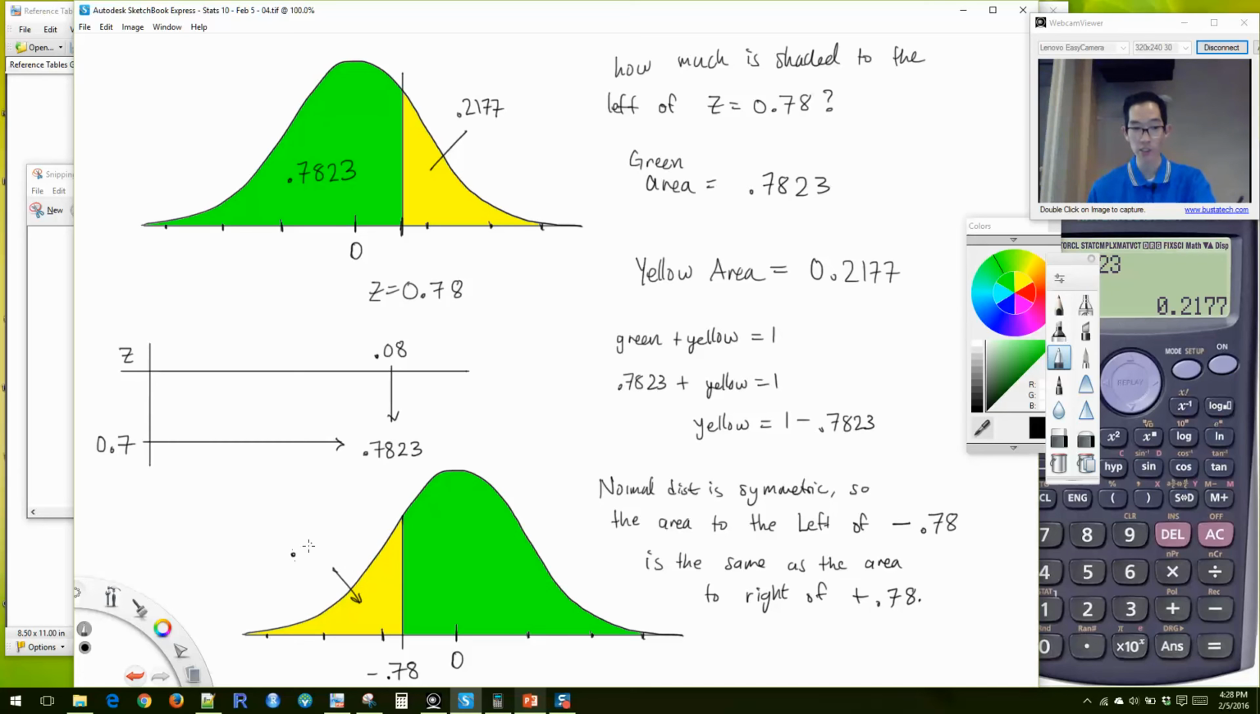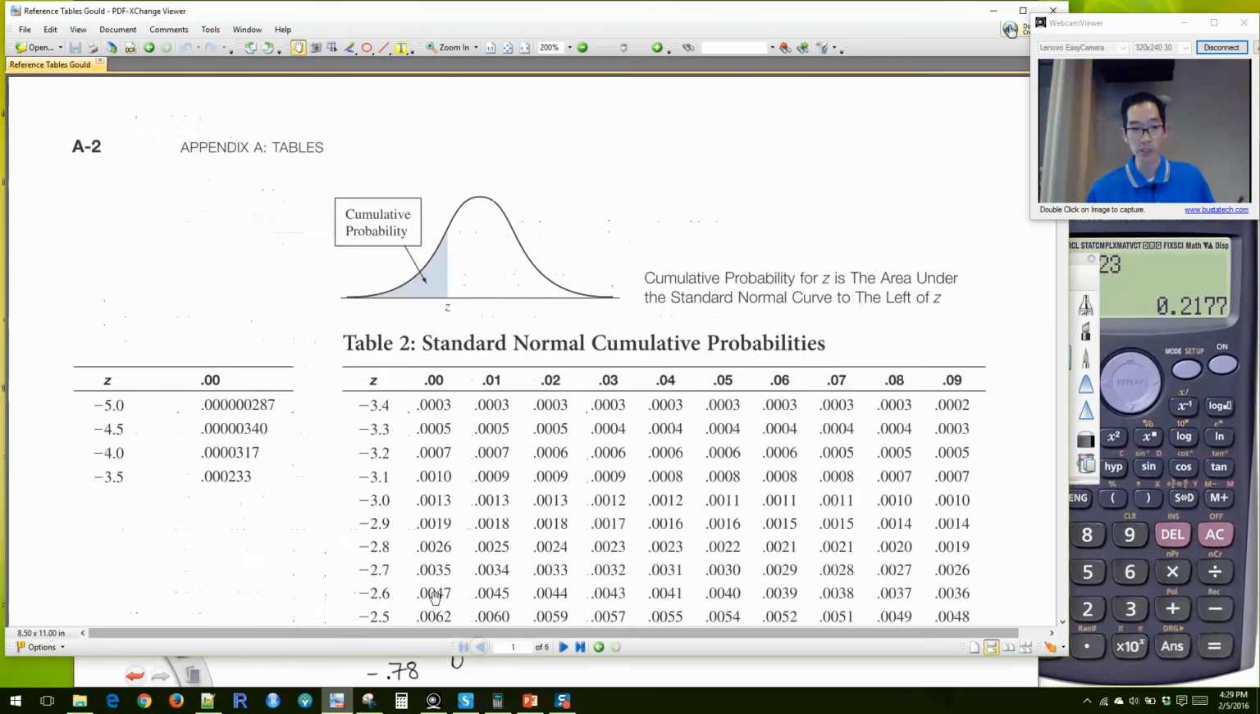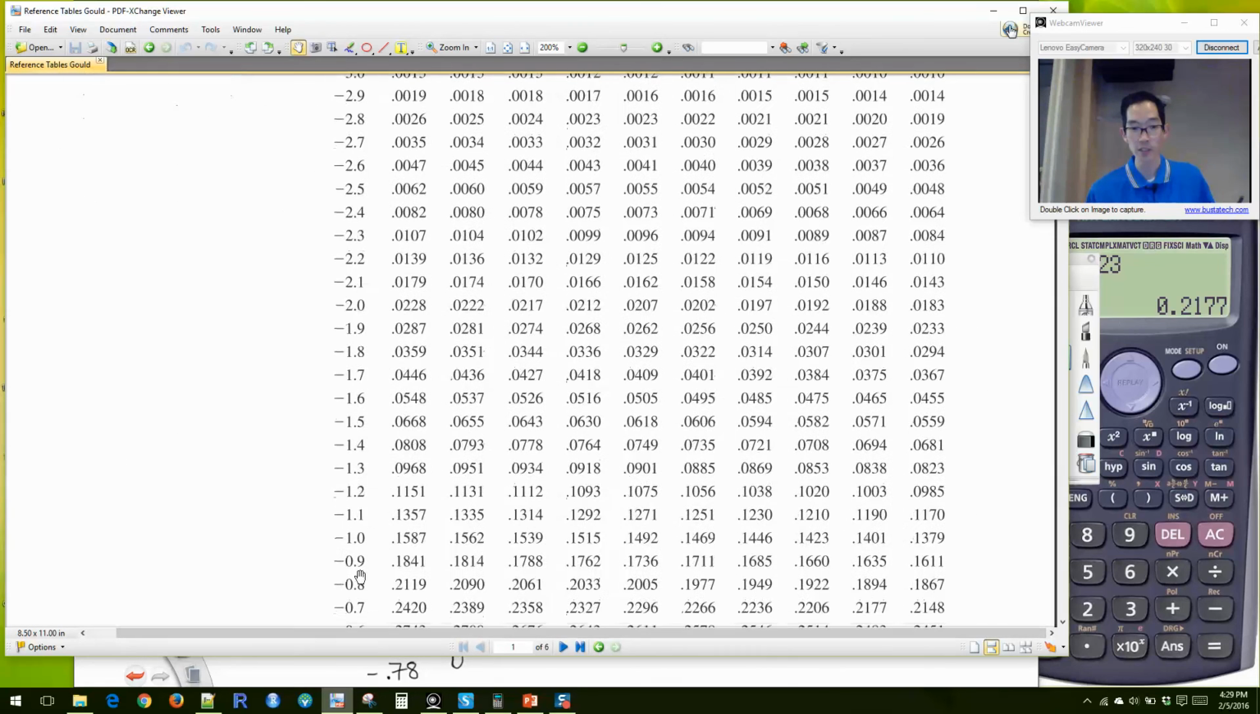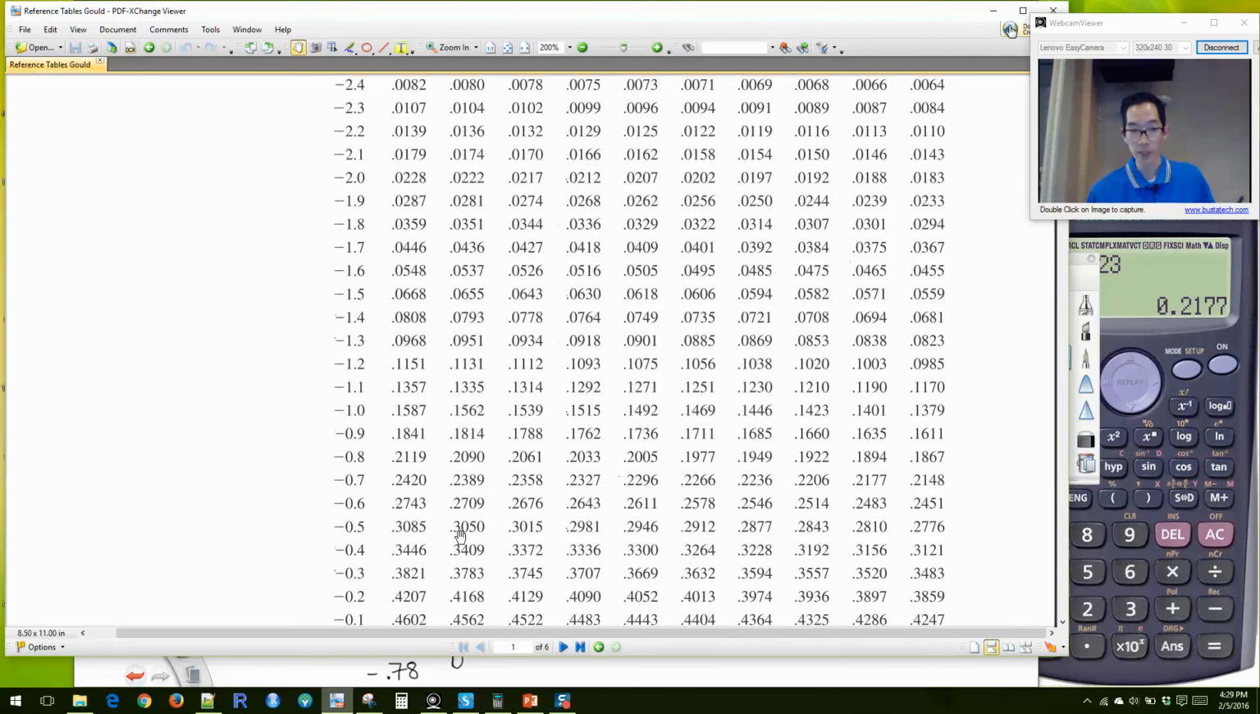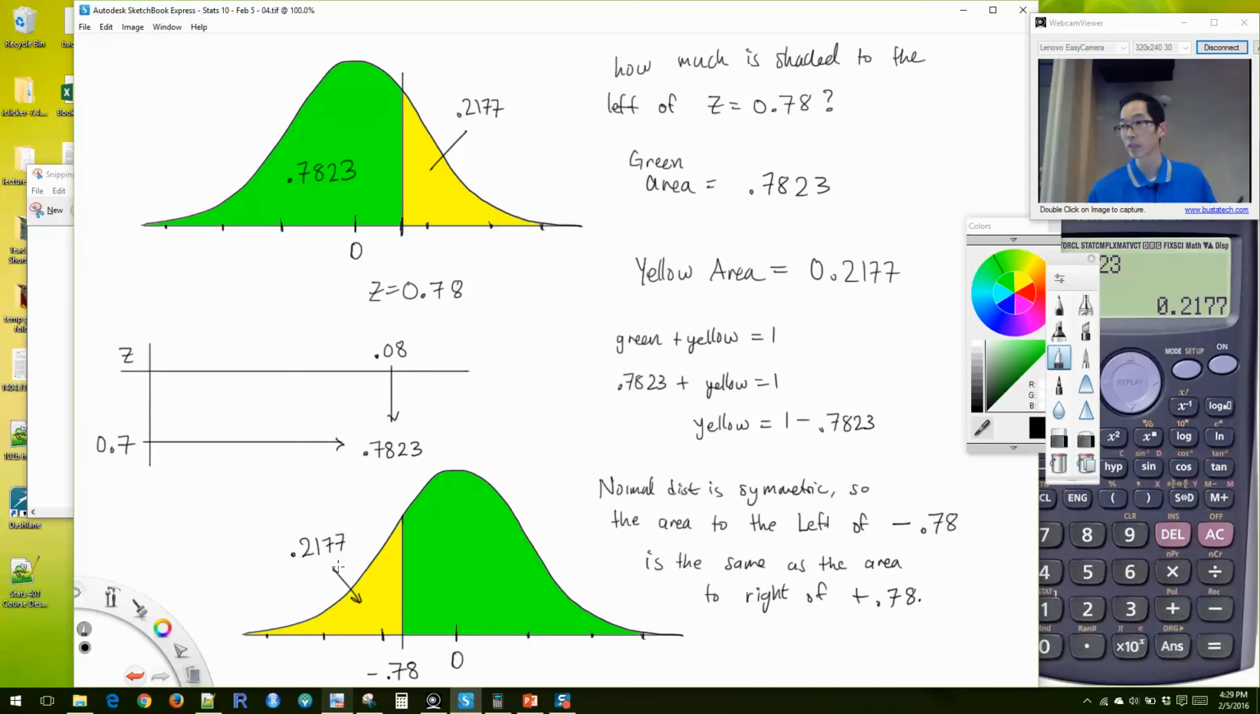Okay, so if someone asks how much is shaded to the right of positive 0.78, you can take a shortcut and just look up the area to the left of negative 0.78, and you'll get the exact same answer. If you're not comfortable doing the shortcut, you don't have to. You will always get the right answer by finding the area to the left and then subtracting that answer from 1, okay? So you'll always get the correct answer this way of 0.2177. But if you're feeling comfortable with this flip-flopping around, you can look up negative 0.7, and you go to the column 0.08, negative 0.78, and you get 0.2177, okay? So that's the exact same answer here.